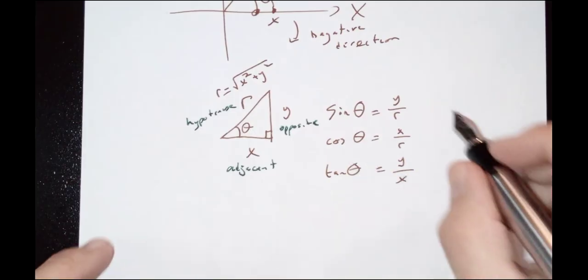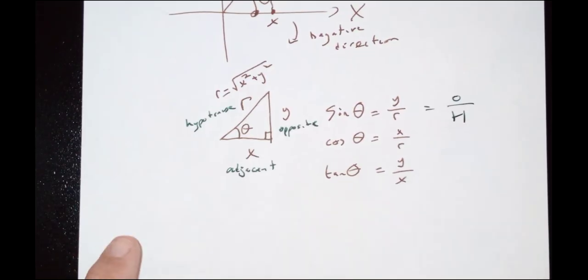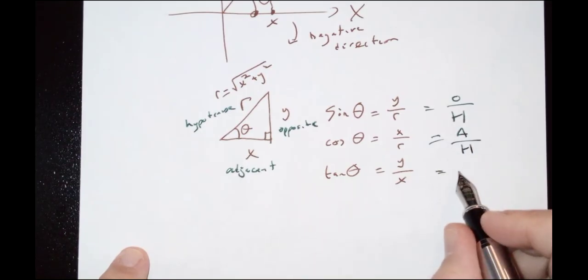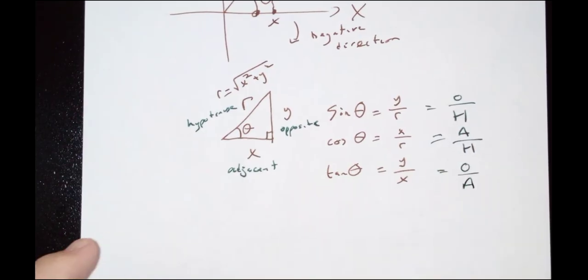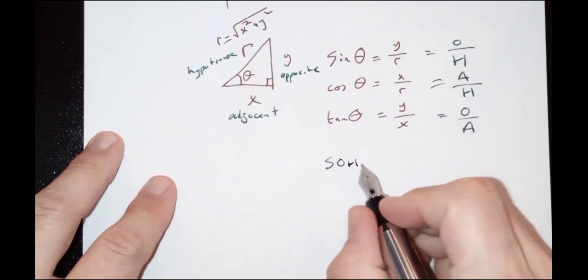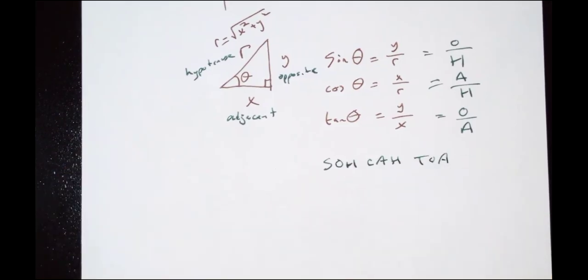Well, then I can write sine is opposite over hypotenuse. And I write cosine is adjacent over hypotenuse. And tangent is opposite over adjacent. And that is the most common mnemonic in all of trigonometry. So, sine, cosine, and tangent, and which side of the triangle is over.